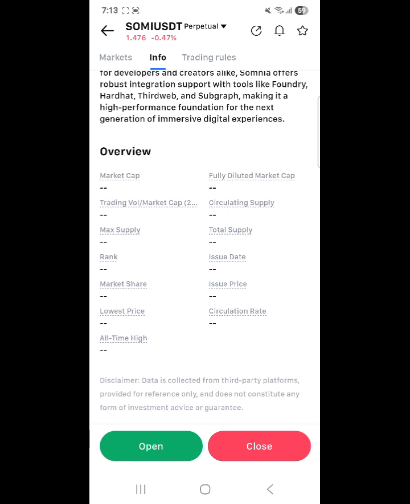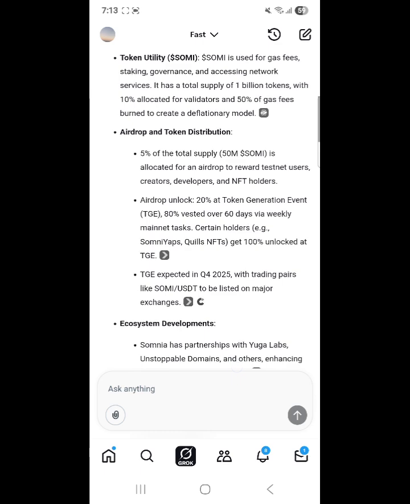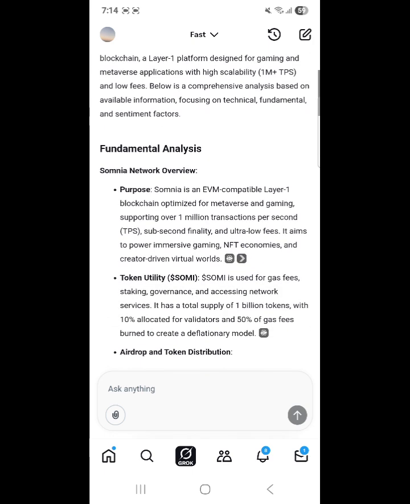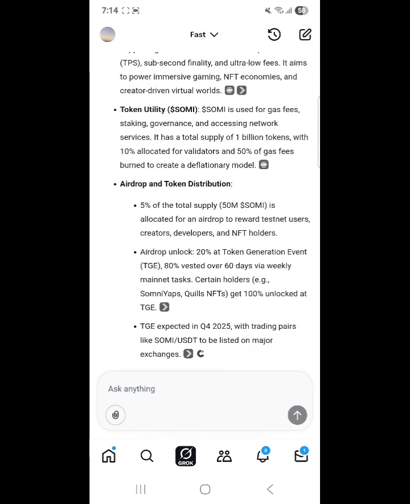So what you do is simply head over to Grok AI and tell it to give you a detailed analysis on Sumi USDT. Remember, you're trading blind. What do I mean by that? You don't have any support and resistance. You don't have any technical tools right now that you can use to analyze this coin because it has just been newly listed. So fundamentals take the game here, and this AI will give you everything you need to know, both the numerical values and everything you need for your fundamental analysis.